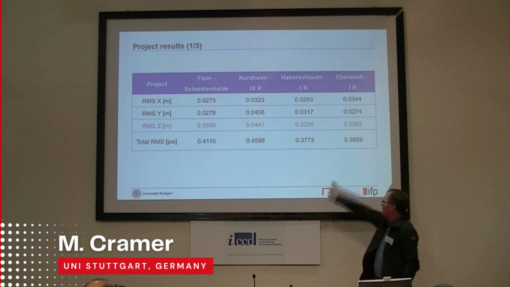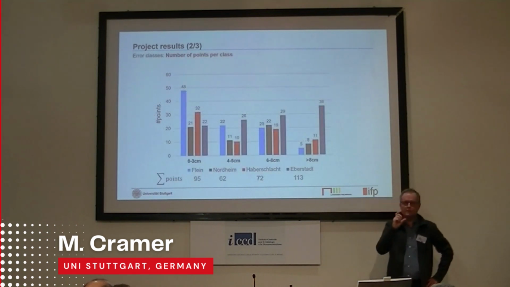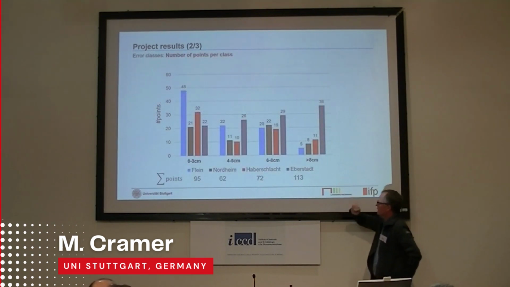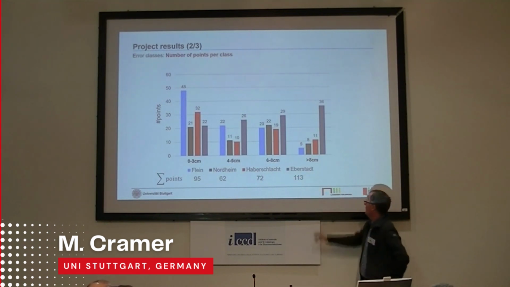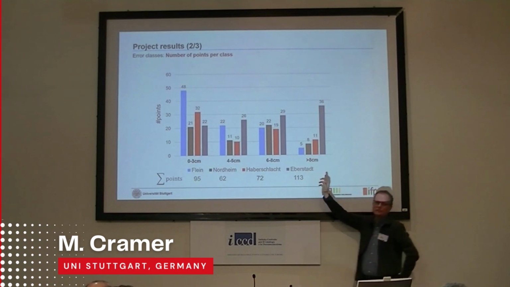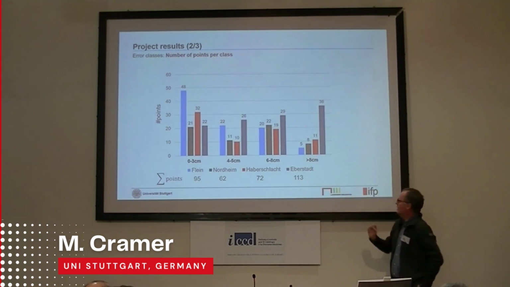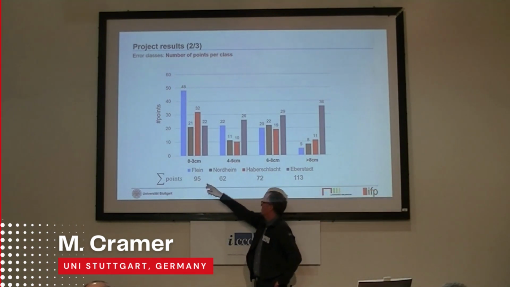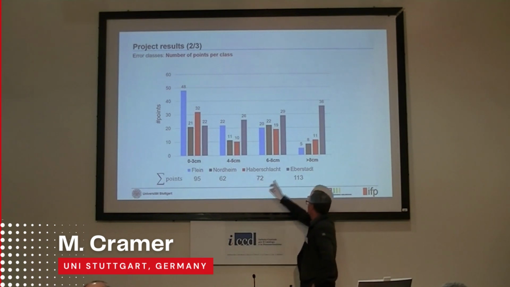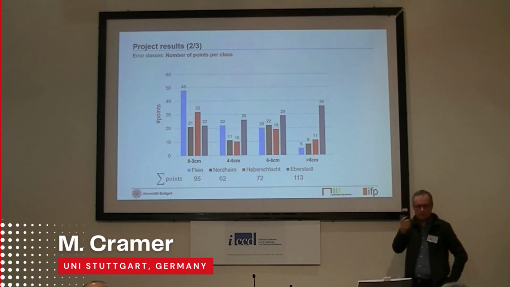So this doesn't show any special things. And what is maybe more interesting is if you really look for the differences. We selected the differences into 4, let's call it error classes. The points which have larger differences than 8 centimeters are the critical ones. And you see it's the 4 projects, and we have about 95, 62, 72, 130 reference points which we can use to measure the differences.